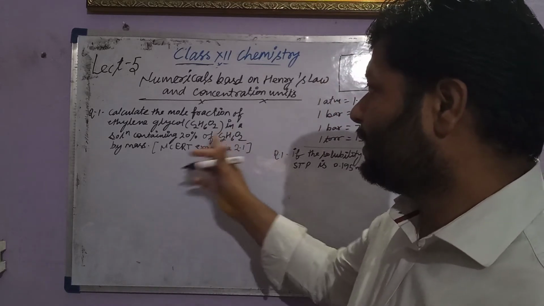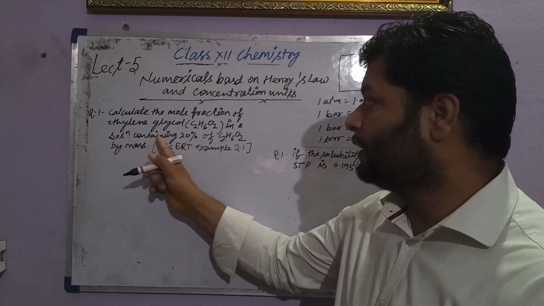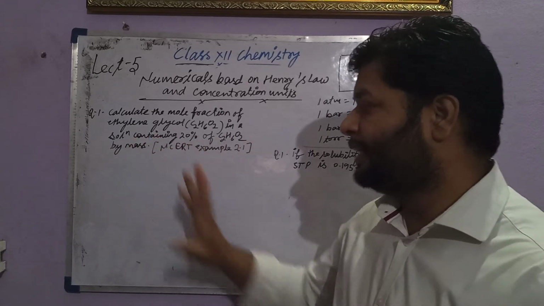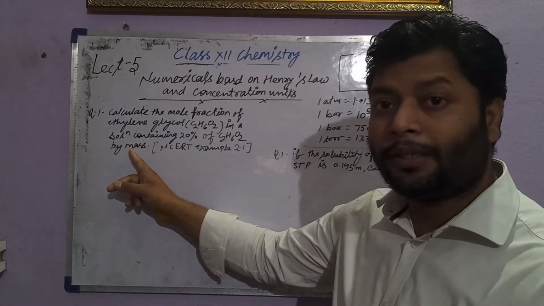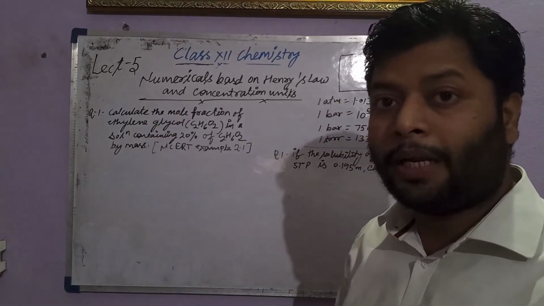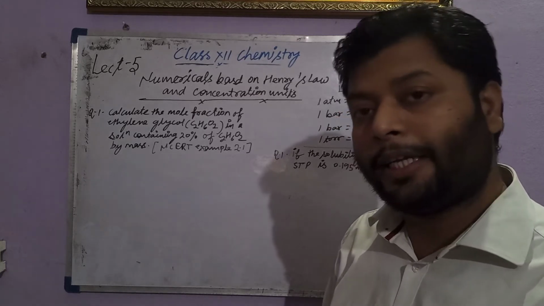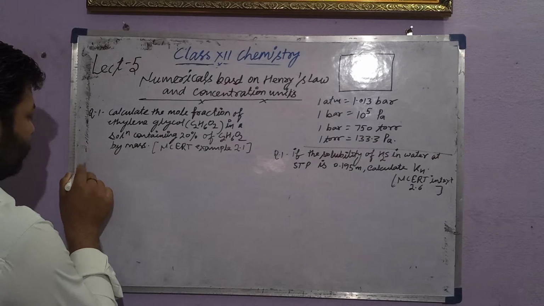Calculate the mole fraction of ethylene glycol. The formula is given here, in a solution containing 20% of ethylene glycol by mass. So there is a use of one of the concentration units, mass percentage, and we have to evaluate the value of the mole fraction of ethylene glycol as well as water. Okay, so let's start from the question.